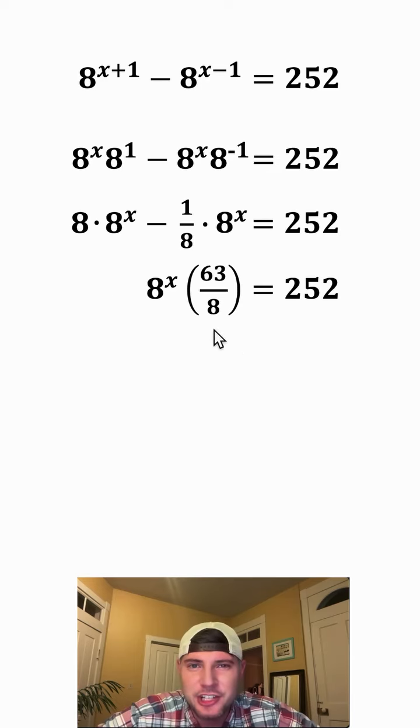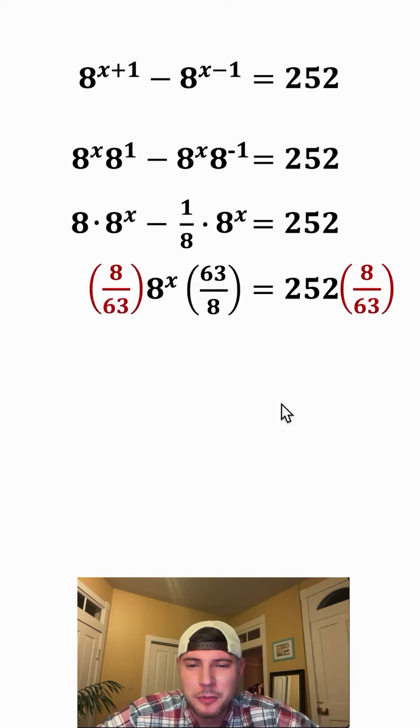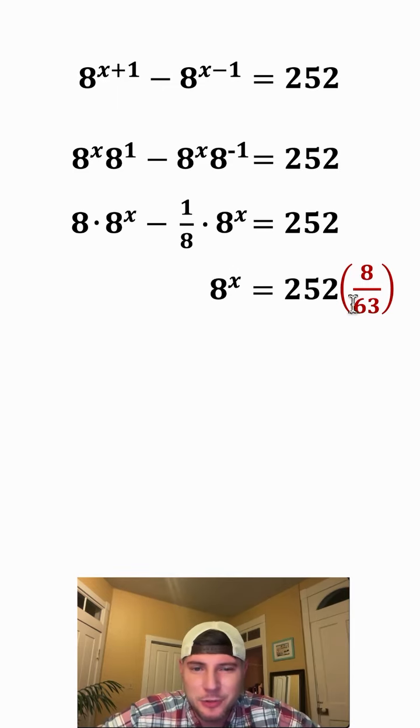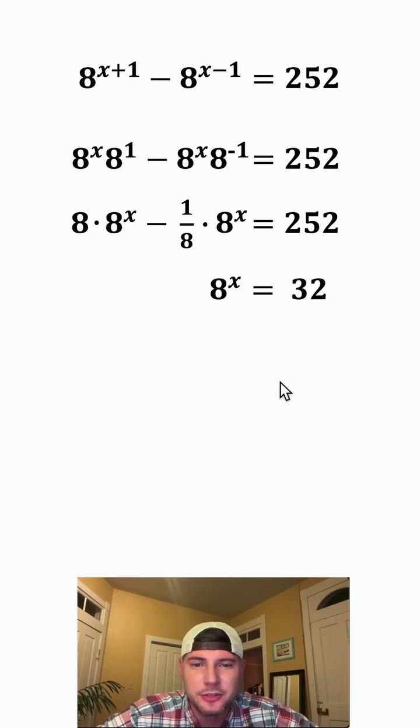I don't really like fractions, so let's get rid of this fraction. We can multiply both sides by the reciprocal, 8 over 63. On the left-hand side, since they're reciprocals, these two will cancel each other out. And on the right-hand side, we can simplify. The 252 on top can be divided by the 63 to give us 4. And then 4 times 8 is 32. Now we have 8 to the x equals 32.